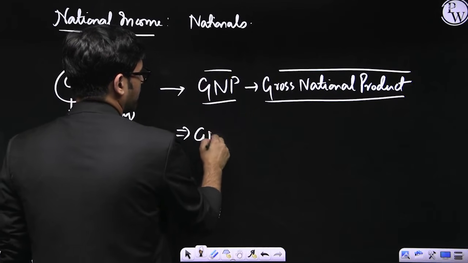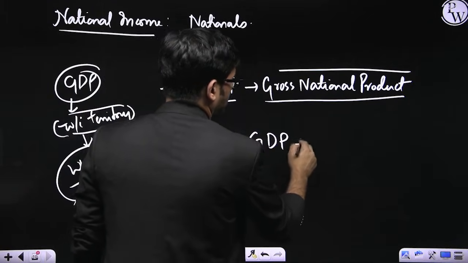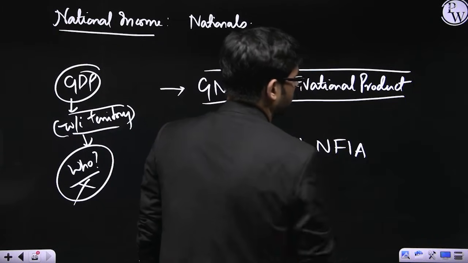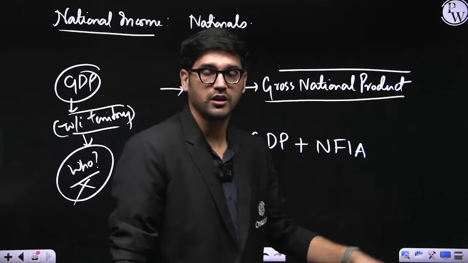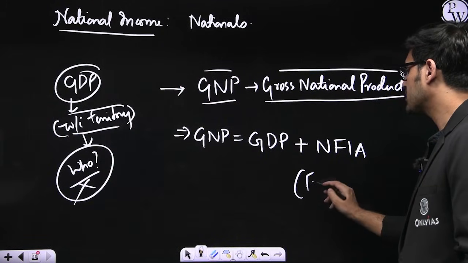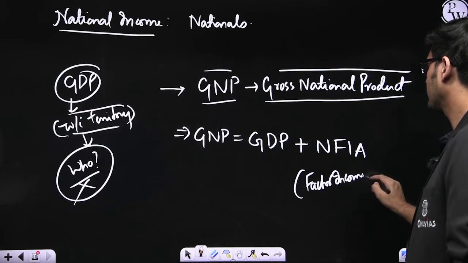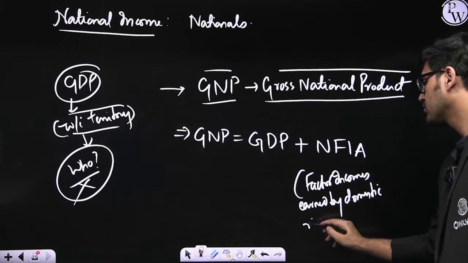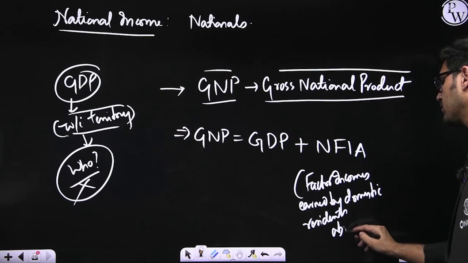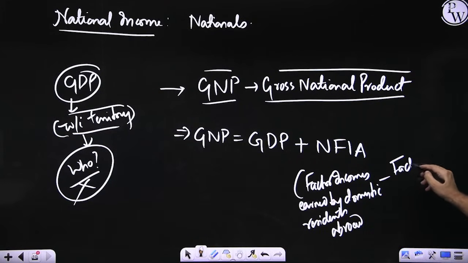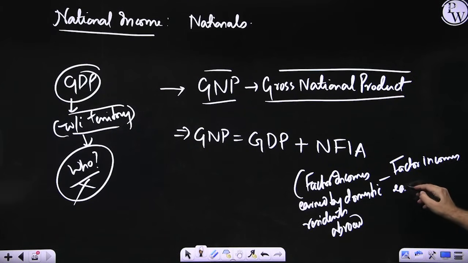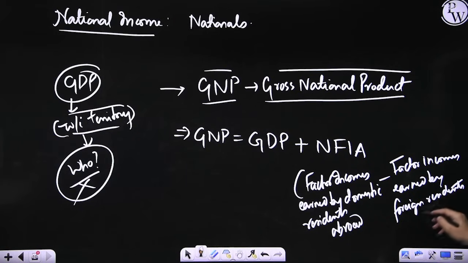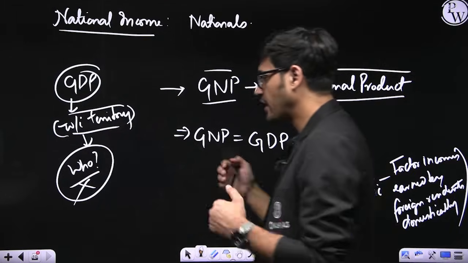GNP of an economy is simply put GDP plus one more factor which is called net factor income from abroad. What is net factor income from abroad? This is simply put factor incomes earned by domestic residents abroad minus factor incomes earned by foreign residents domestically. This is this factor. Now let me expand this.